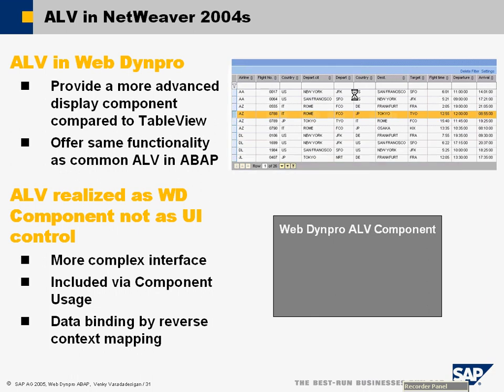Okay, ALV. What is ALV? If you are not from an ABAP background, ALV comes from the ABAP world. It used to be called ABAP List Viewer. It is used to display table data with a lot more features. Now it's called SAP List Viewer in the ABAP world. So the same ALV concept is available in Web Dynpro for ABAP, starting with, of course, 2004.